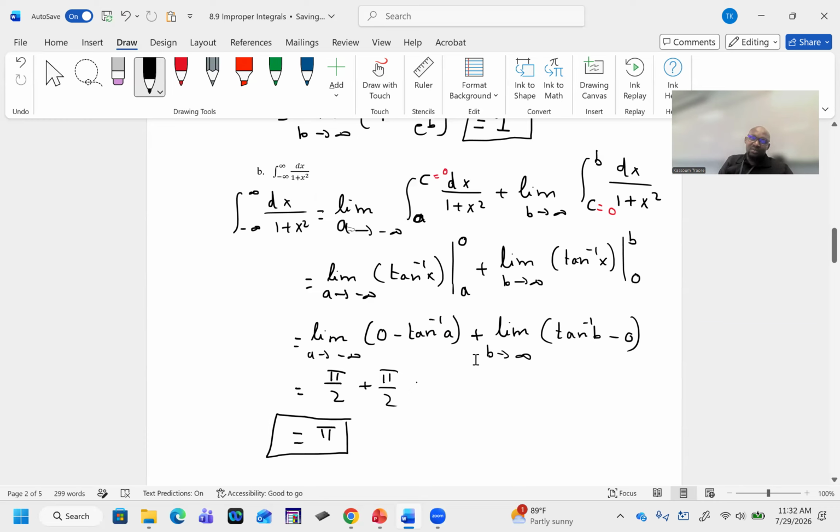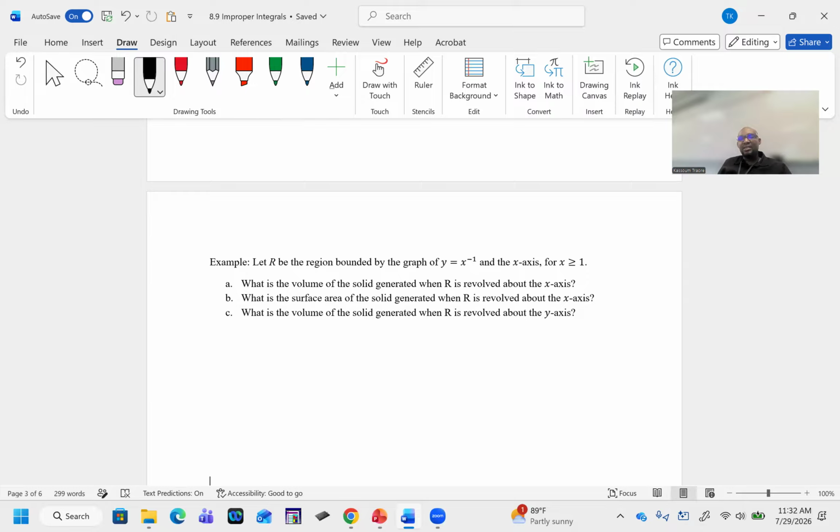Okay, so let's move on to the next problem. We have: let R be the region bounded by the graph of y equals x to the power of negative 1 and the x-axis for x greater than or equal to 1, right? We are asked, what is the volume of the solid generated when R is revolved about the x-axis?